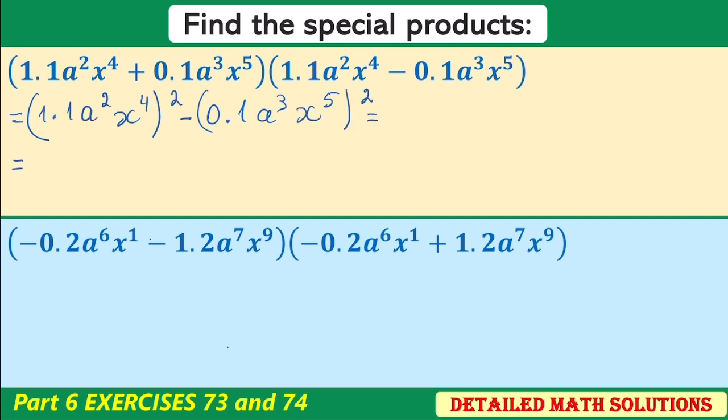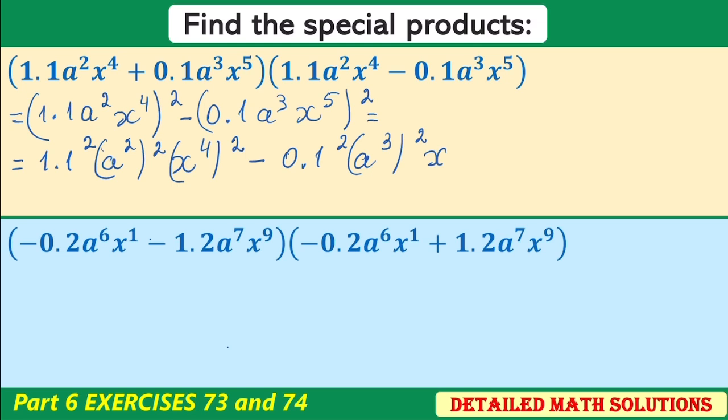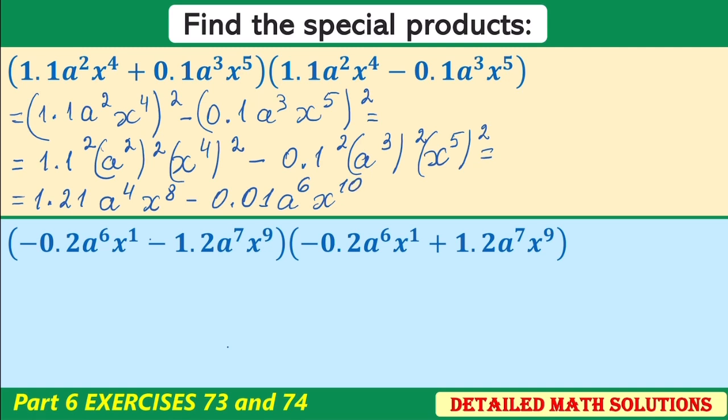When I distribute the exponent, I have 1.1 squared a squared in parentheses squared x to the fourth power in parentheses squared minus 0.1 squared a to the third power in parentheses squared x to the fifth power in parentheses squared. When I simplify further, I have 1.21 a to the fourth power x to the eighth power minus 0.01 a to the sixth power x to the 10th power.